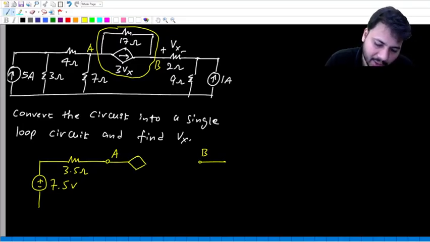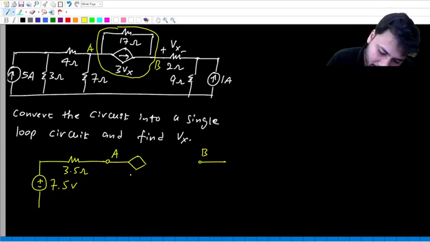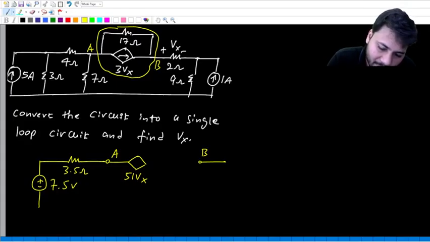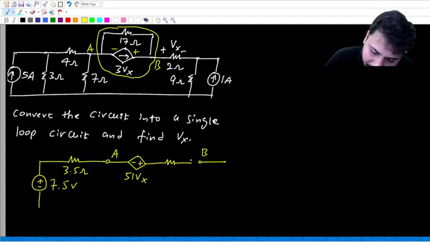What is the value of the dependent voltage source? Current source into resistance, right? 3Vx into 17 is 51 Vx. Now what is the polarity of the voltage source? The arrow mark is from left to right. Arrow mark will always be from minus to plus. So this is minus, this is plus. And now the 17 ohm resistor.